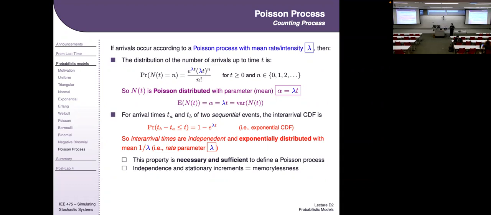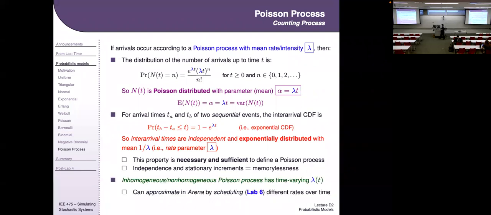Might be old news to some of you. Pretty clear how those come together. Now, what you'll see in labs, yeah, I'm sorry, go ahead.